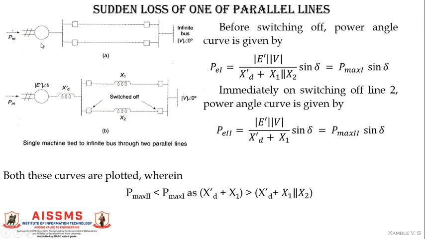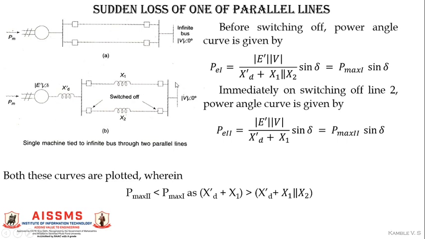This produces the electrical power, and this one machine is connected to the infinite bus with the help of transmission line. So these are the two transmission lines. Let us say this is the equivalent diagram of a single machine tied to infinite bus through two parallel lines. This is the PM, mechanical power, which is fed to the generator. This is generator. The magnitude of the EMF which is generated by the generator is E dash at an angle delta. Let us say X dash D is the reactance of this generator.